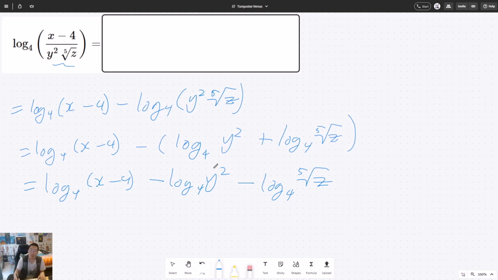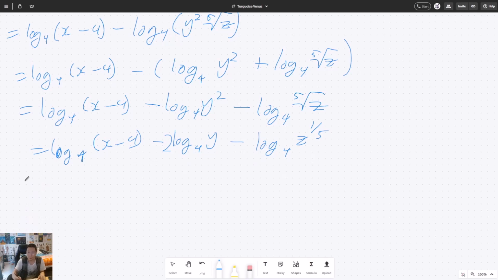Now let's do the other rule, where we move the exponent of the value inside the log to the front as a constant. The log base 4 of x minus 4 remains exactly the same. We have 2 log base 4 of y, and minus log base 4 of z to the power of 1 over 5, right? Root 5 is a power of 1 over 5, a fraction. If it was a negative 5 in the exponent, it would be 1 over z to the 5, but this is the fifth root of z, so it would be 1 over 5 in the exponent.